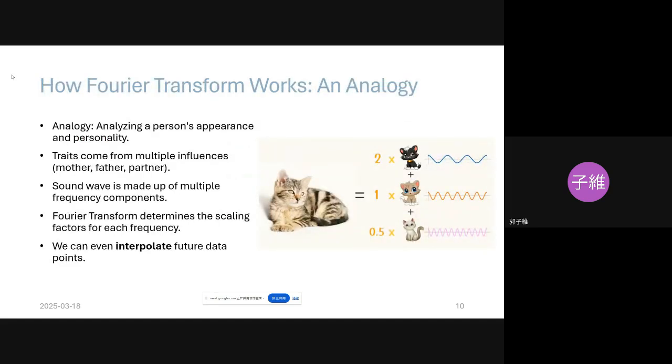So I will use an analogy here to give you an intuition of how Fourier transform works. Say we're analyzing a person's appearance and personality. A person's traits can come from multiple influences, like their mother, their father, and their significant others. A sound wave is made up of multiple frequency components, in this manner. Fourier transform determines the scaling factors of each frequency. And using this mechanism, we can even interpolate what future data should look like.